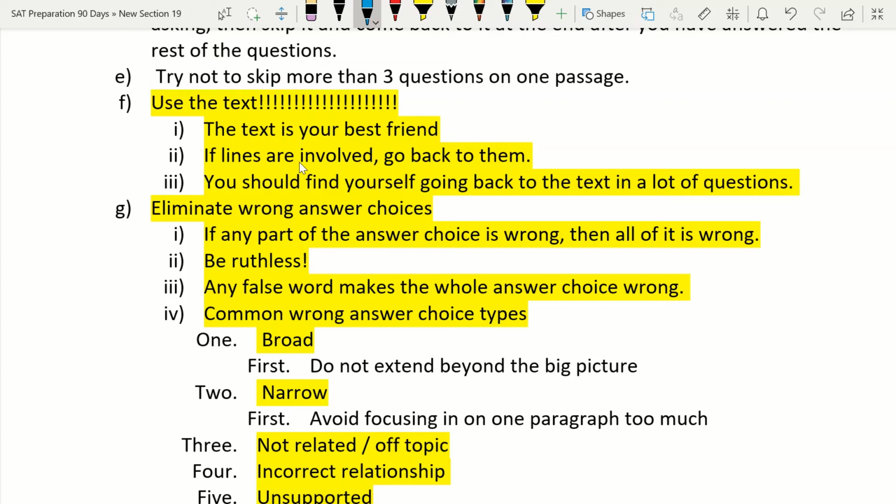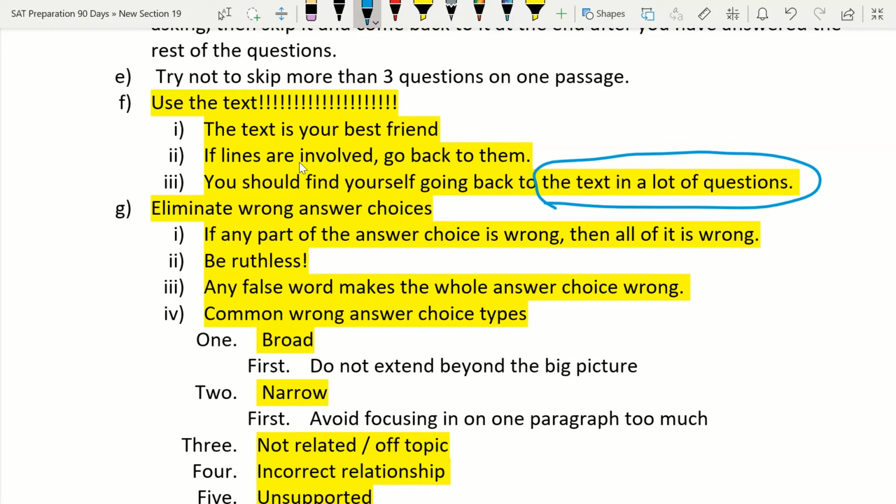All right, so here we get into some big things: using the text. This is something I strongly believe in for the SAT reading section. If you use the text on the SAT reading section, it's going to help you so much. It's your best friend. Anytime that lines are referenced in a question, go back to them. If you go back to the lines that are referenced in a question, it's going to help you out tremendously, because you'll be able to see exactly what they're talking about. You should find yourself going back to the text in a lot of questions. Anytime you see line numbers, try to go back to them.